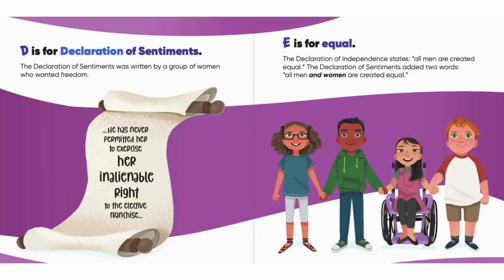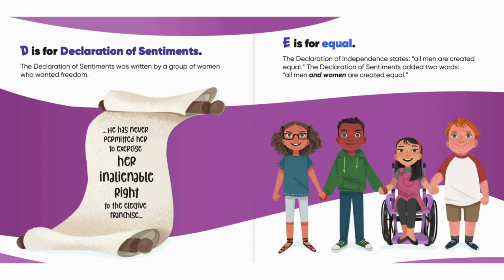D is for Declaration of Sentiments. The Declaration of Sentiments was written by a group of women who wanted freedom. He has never permitted her to exercise her inalienable right to the elective franchise.